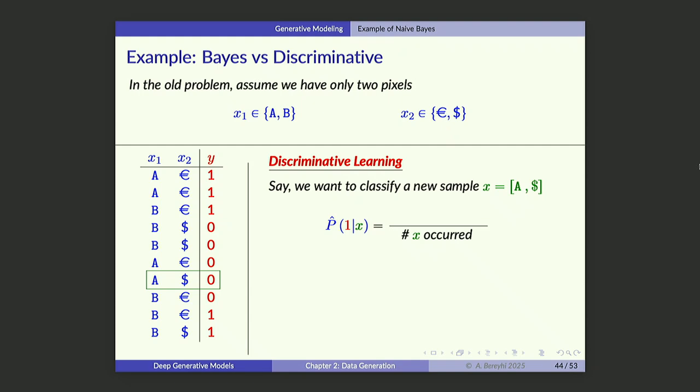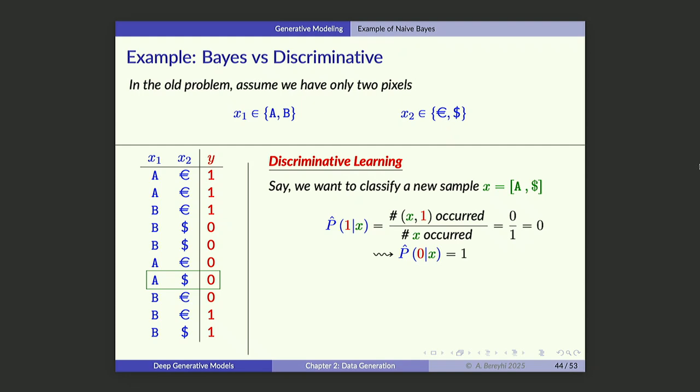Now, if I want to compute the probability of 1 given this sample, in the denominator, what should I put? The number of those samples I found with label 1. Do I have any? No, right? So in the denominator, I want to see how many times X, this A and $ sign, has happened with label 1. And essentially, you see it never happens. So the probability is 0. Probability of the other one is 1, right? Probability of this label being 0 is now 1, right?